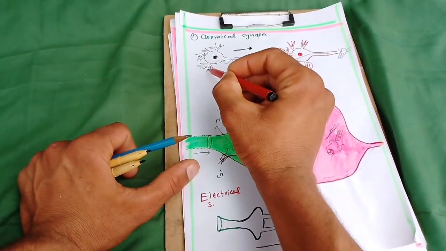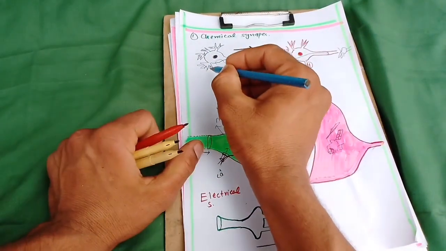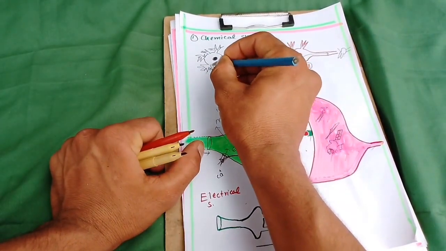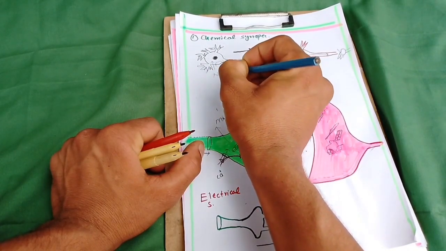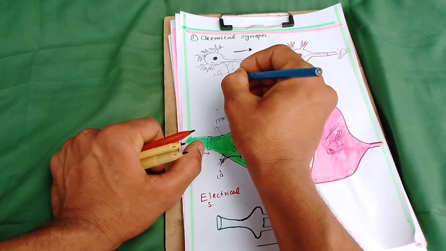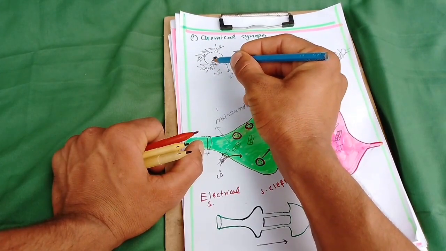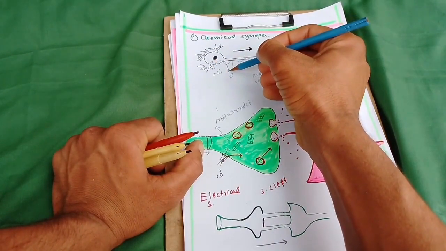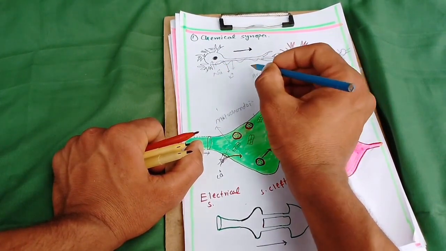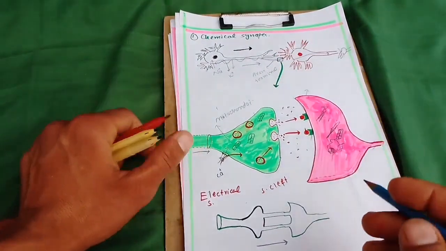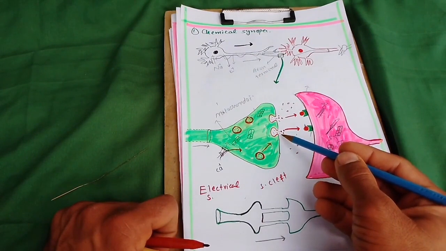When I stimulate this area, an action potential is produced here. Sodium starts going inward and potassium goes outward. So the message goes in the forward direction in a wave. This is the direction of the message. When the message reaches here, the neurotransmitter is released.